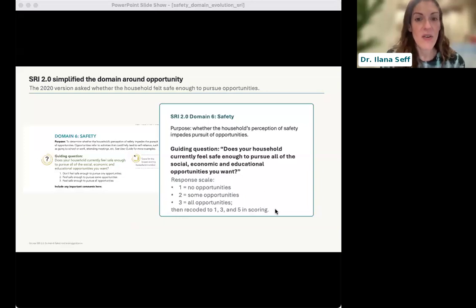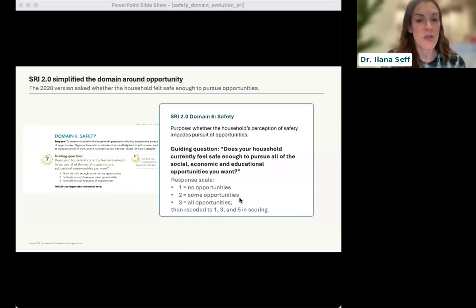And so ultimately, when version 2 of the SRI was released, we used the following domain. Many of you, especially if you've been using the SRI for a long time, are probably very familiar with this version of the domain. Does your household currently feel safe enough to pursue all of the social, economic, and educational opportunities you want? And the response choices indicate if the household feels safe enough to pursue all opportunities, safe enough to pursue some, or does not feel safe enough to pursue any opportunities.